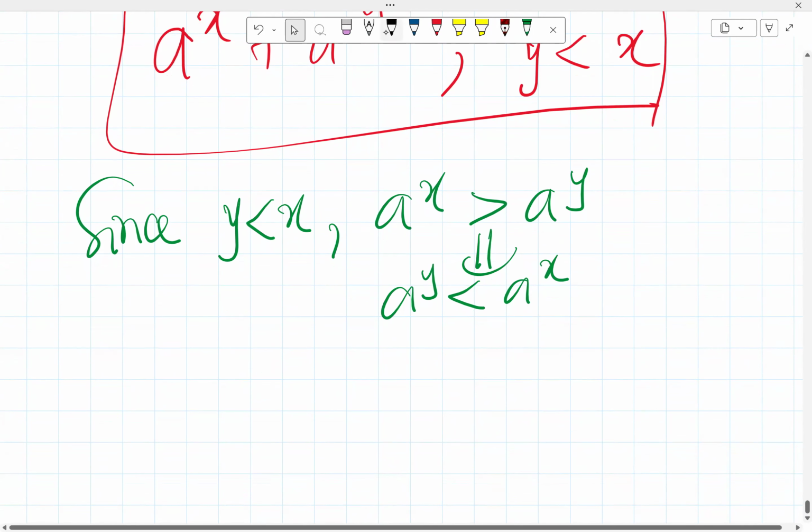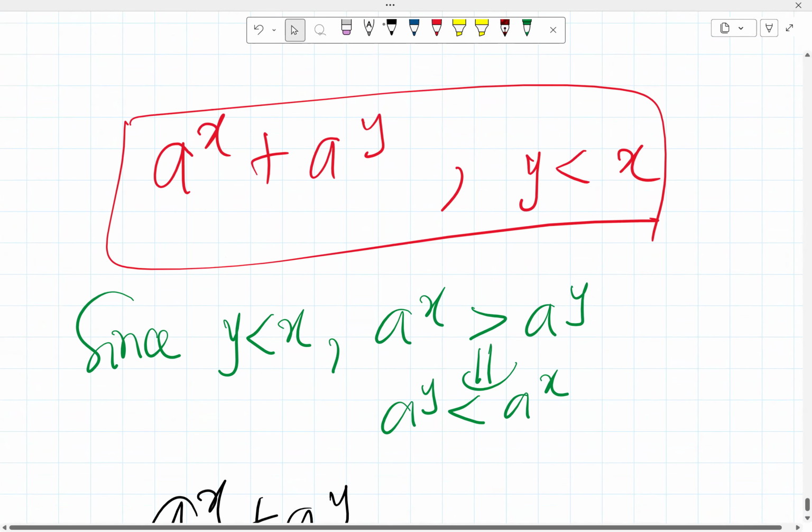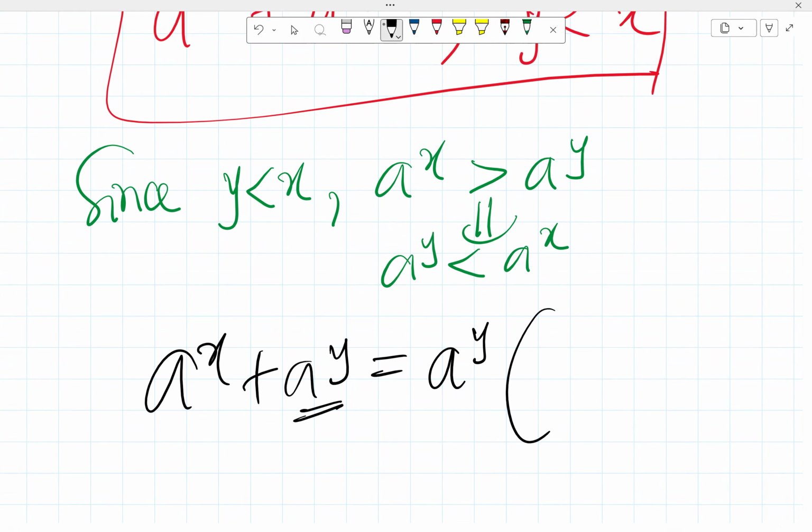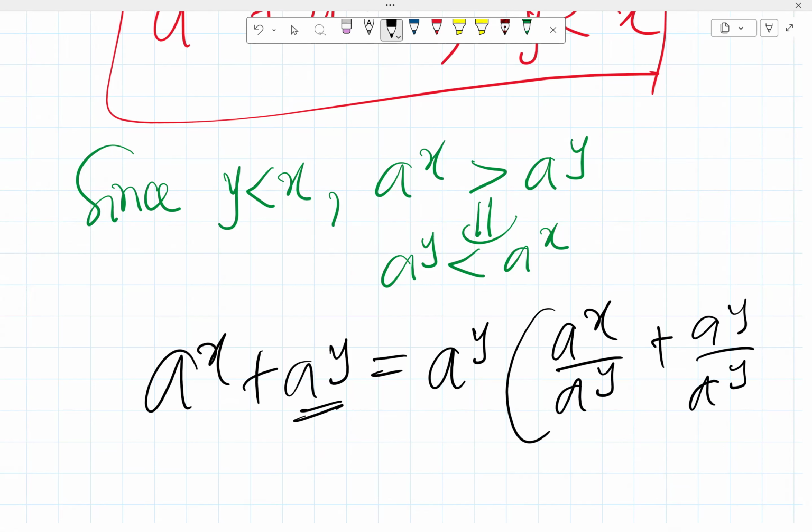So what do we do with that? We know that a raised power x plus a raised power y is equal to, with the smaller power now being a raised power y, a raised power y into a raised power x over a raised power y plus a raised power y all over a raised power y.